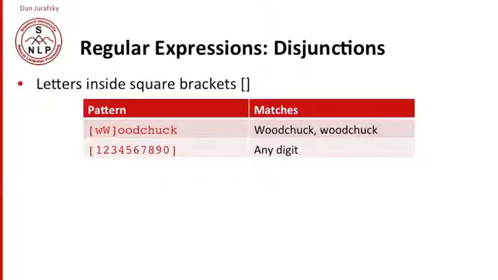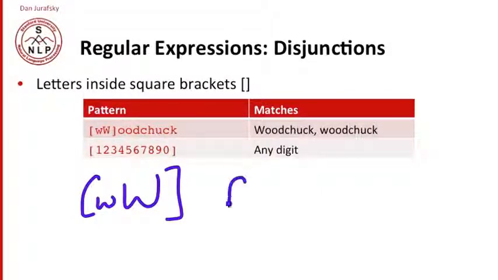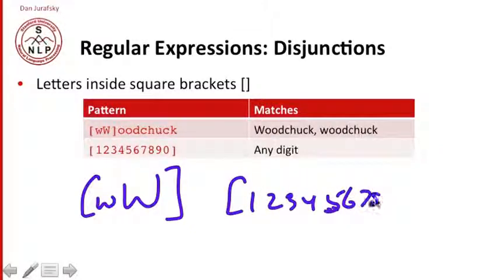The square brackets in a regular expression pattern mean any letter inside these square brackets. So square bracket lowercase w, capital W, square bracket means either a lowercase w or a capital W. So we can combine that with woodchuck to match lowercase or uppercase woodchuck. And similarly, with digits 1, 2, 3, 4, 5, 6, 7, 8, 9, 0 matches any digit.